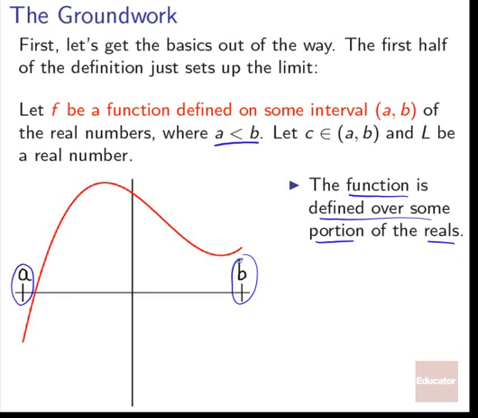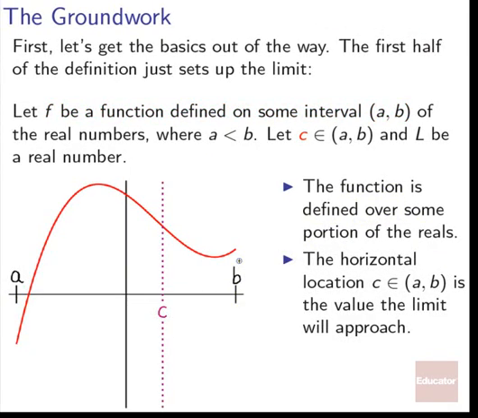Next, the horizontal location c contained inside of a b. Remember, this symbol just means inside of. So a b is a set of possible values. It's the interval. And that symbol just means c is inside of that set of possible values. So the horizontal location c contained inside of a b is the value that the limit will approach. So that's the thing where we are getting closer and closer to that, and we're seeing where we wind up going to. So c is just the location that we're getting towards. That's the value that the limit will approach.